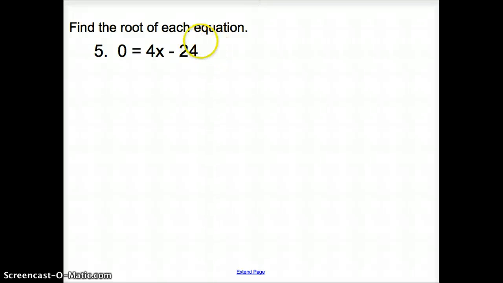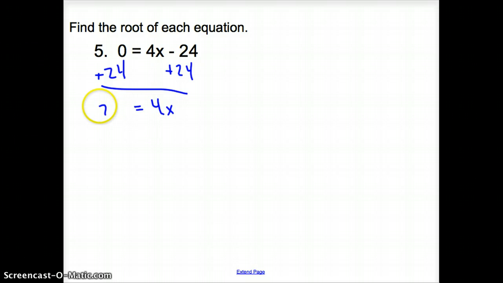Now we're asked to find the root of the equation. Well, the root of the equation isn't bad. It's just like solving for the variable. So here we have 0 equals 4x minus 24. So we're asked to find the root. All you have to do is solve the equation for the variable. How do we go about this? Well, we're solving for x. So we add 24 to both sides because we want to get x all by itself. Bring down the 4x equals 24. Divide by 4 on both sides. X equals 6.